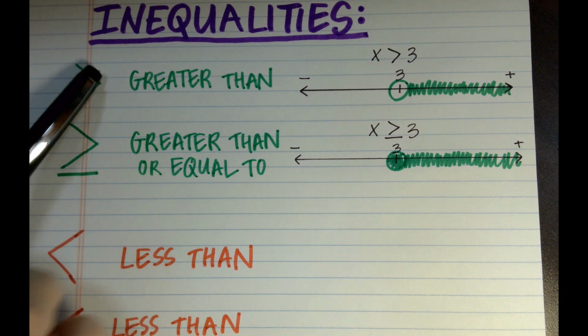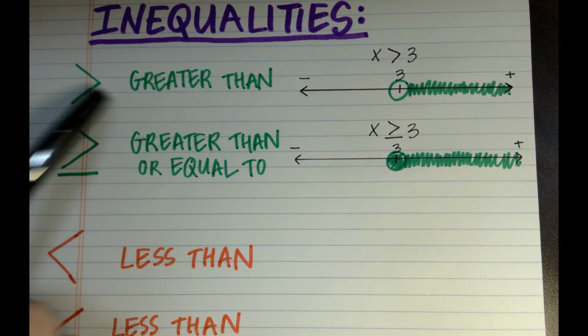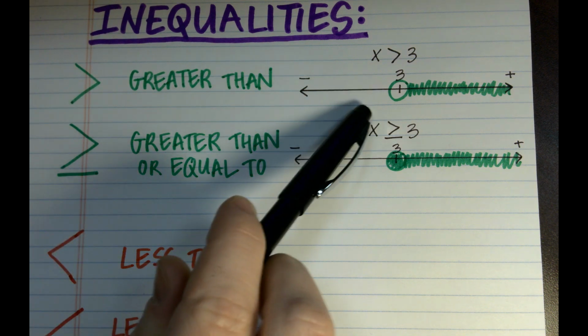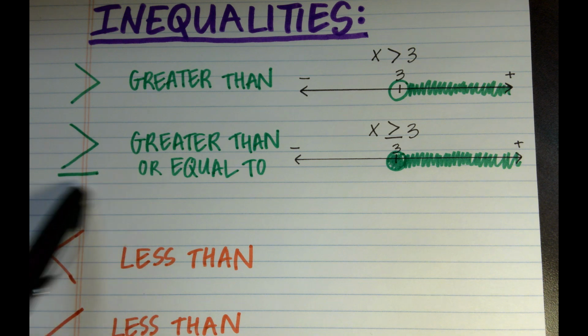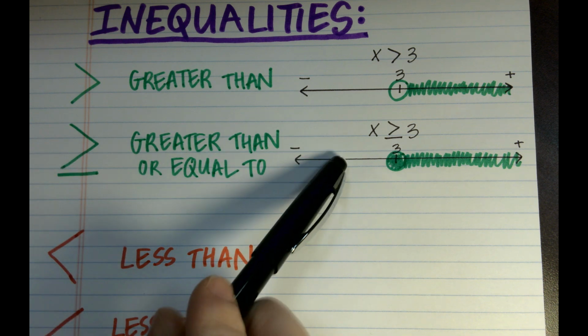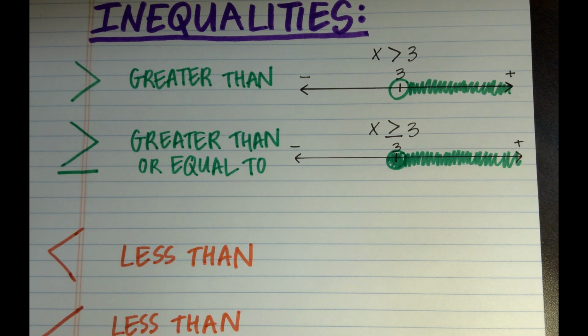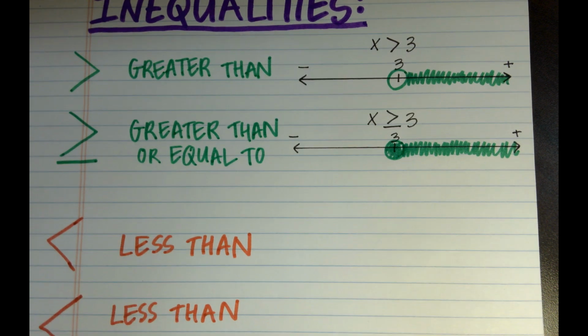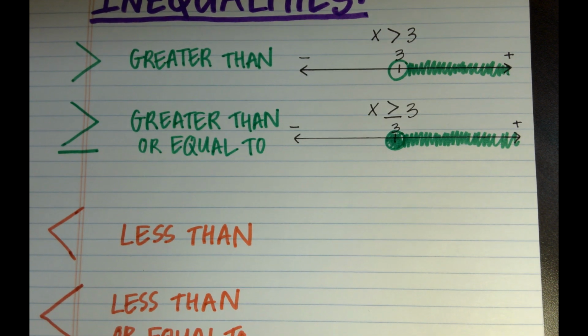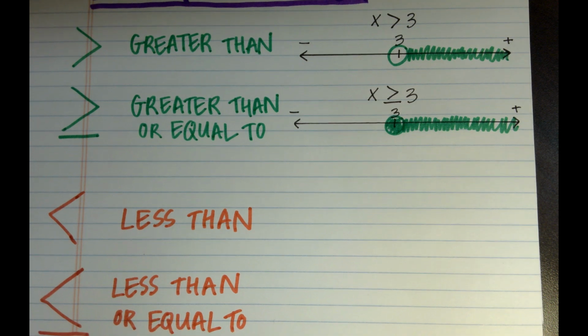So if there's no line under the symbol, open circle. If there is a line under your symbol, closed circle, and show that it's included. We'll continue making this guide.